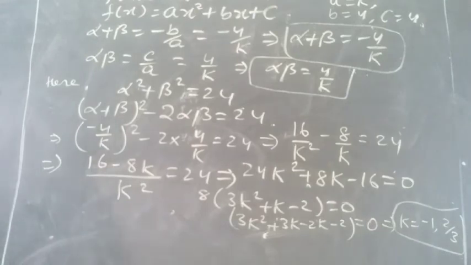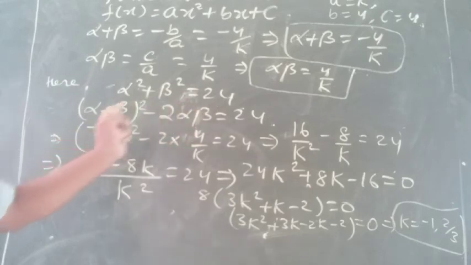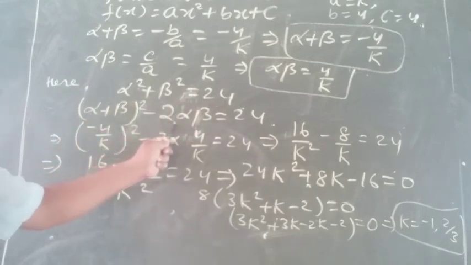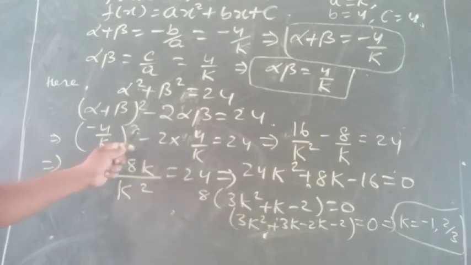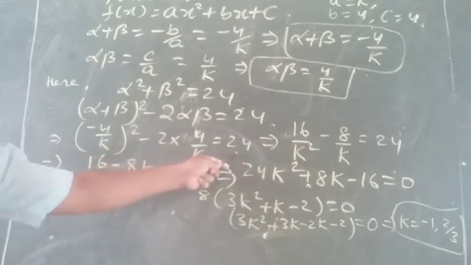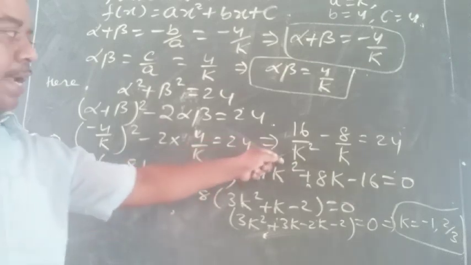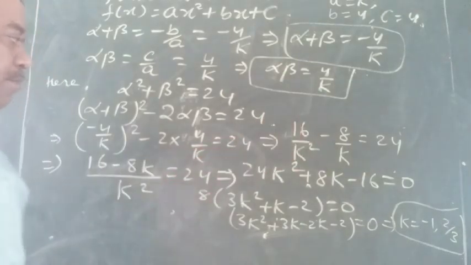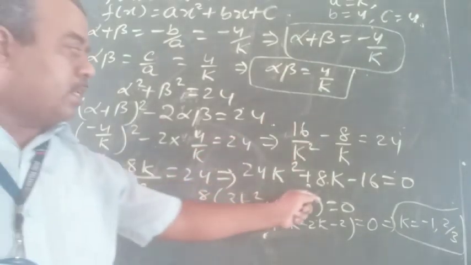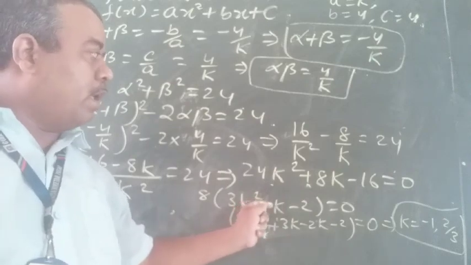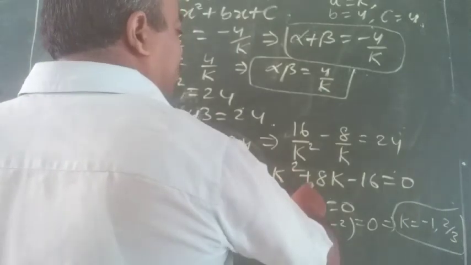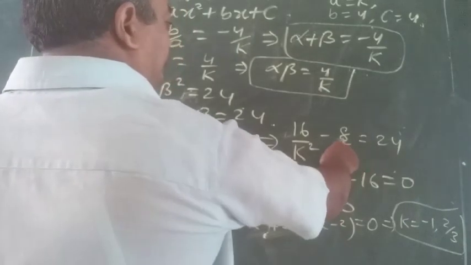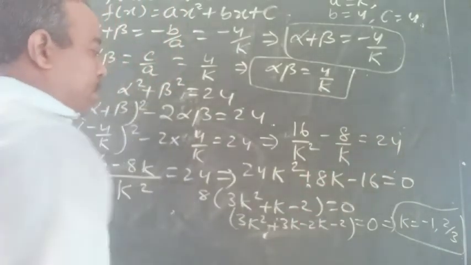Okay? So just use the relation alpha square plus beta square is equal to 24, alpha plus beta whole square minus 2 alpha beta equal to 24, alpha plus beta is minus 4 by k whole square minus 2 into 4 by k equal to 24. Solve it: 16 by k square minus 8 by k equal to 24. Just make the simple equation, 24k square, now plus 8k minus 16 equal to 0.